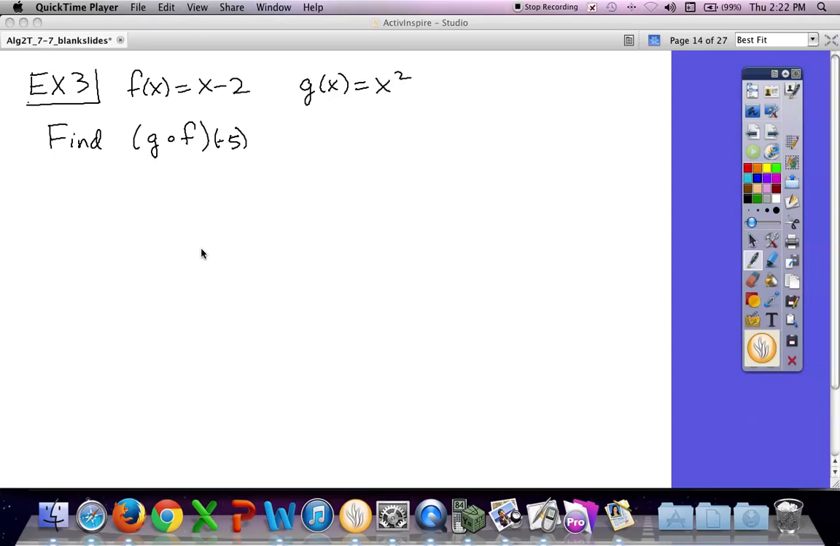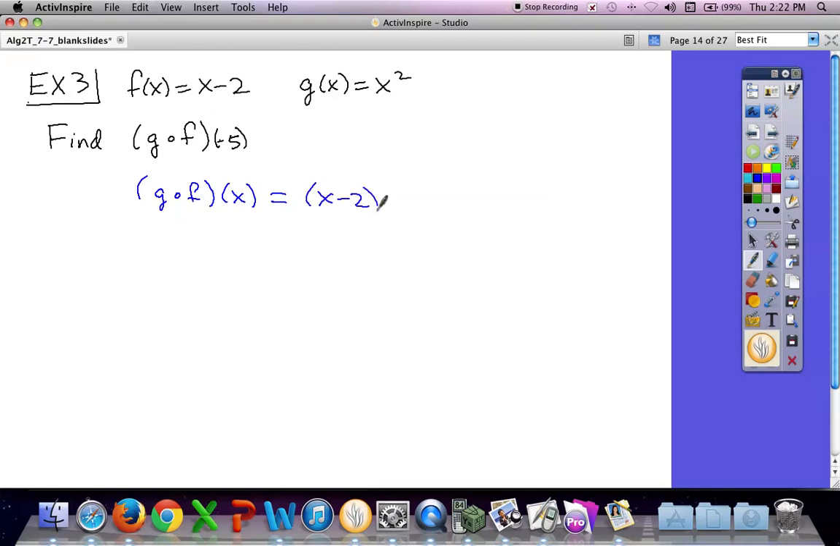Right? So if you had to find g of f of negative 5, well, we've already found, two slides ago, g of f of x, which was (x minus 2) squared. So again, how would I evaluate g of f of negative 5 if I know that that's what g of f of x is?